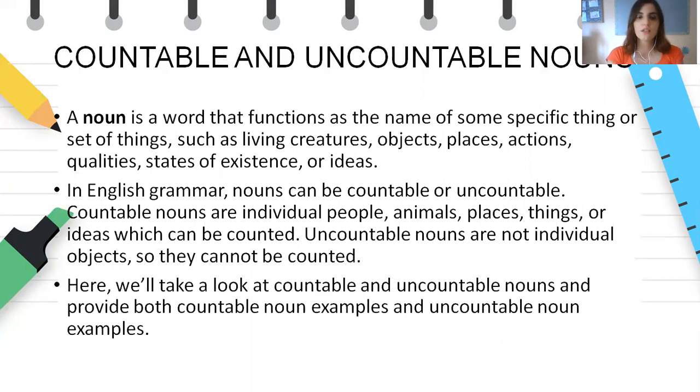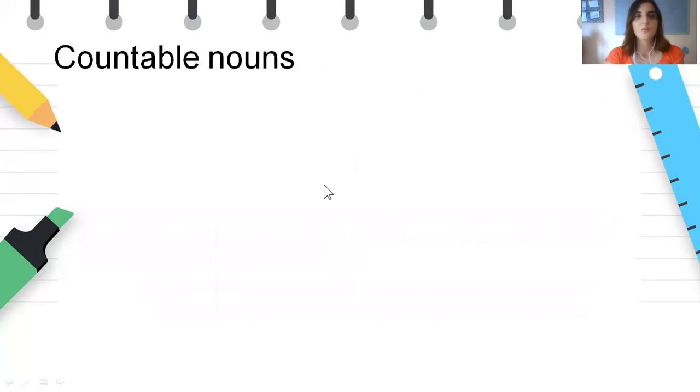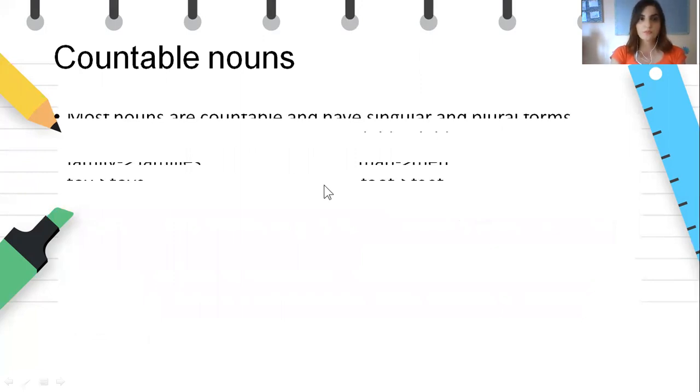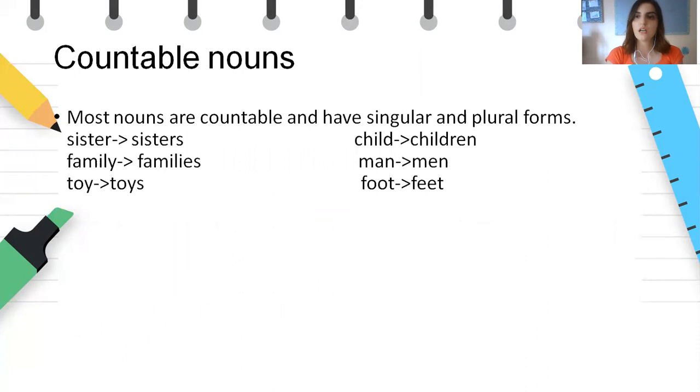Here, we'll take a look at countable and uncountable nouns and provide both countable noun examples and uncountable noun examples. We'll start with the countable nouns. Most nouns are countable and have singular and plural forms. Sister, sisters, family, families, toy, toys, child, children, man, men, foot, feet. So this is the irregular plural, as you know.